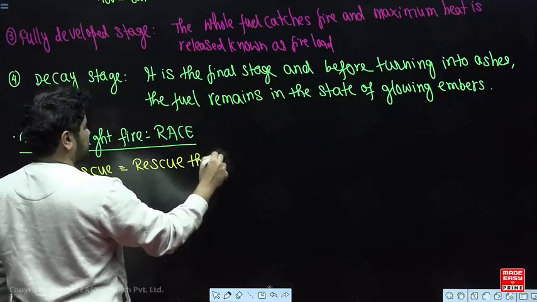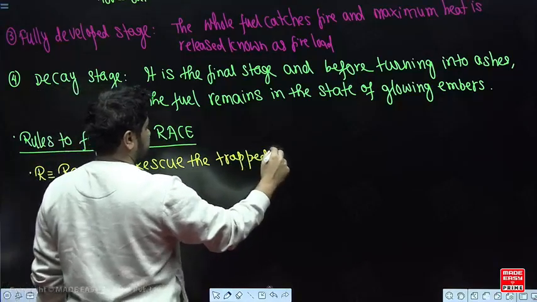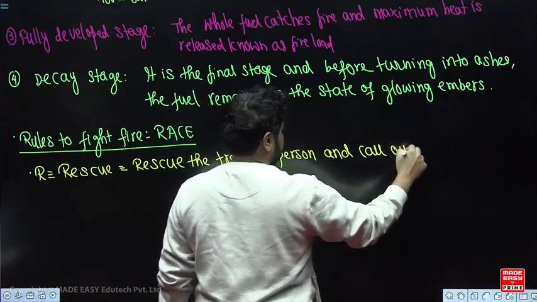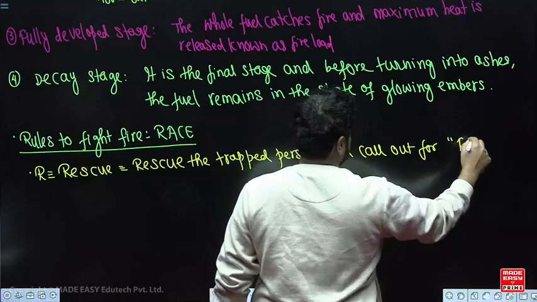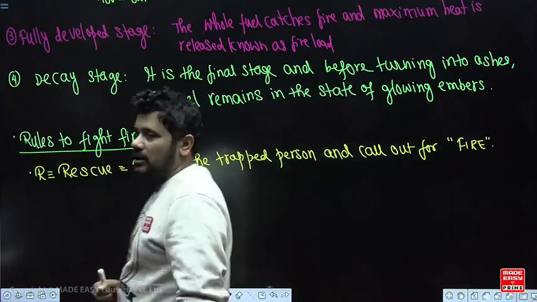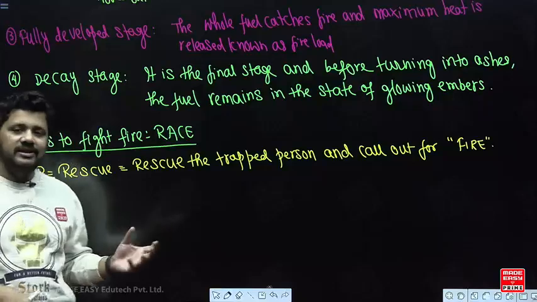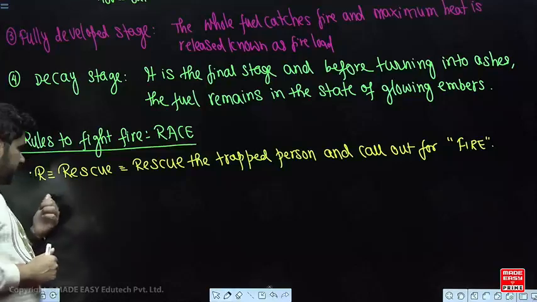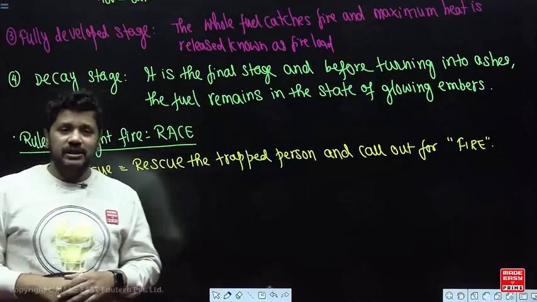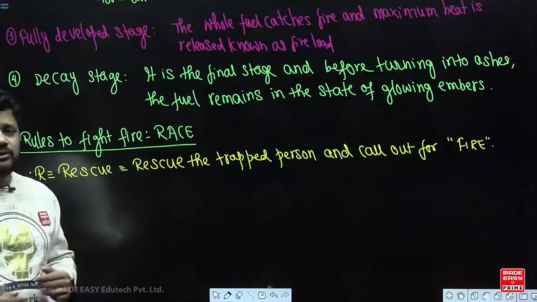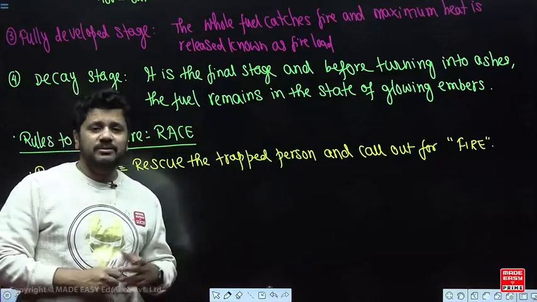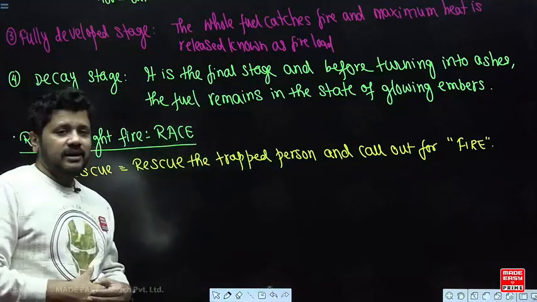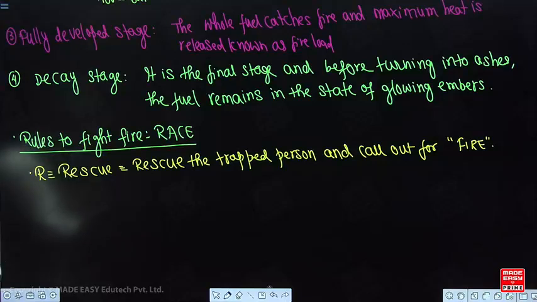Rescue the trapped person and call out for fire. मतलब ये है कि suppose you see that there is some fire inside your building or inside your office or inside your premises, so what you should do first? First rescue. So rescue the trapped person. If there is a person which is trapped somewhere, you try to rescue them and call out for fire. That means dial the number for the fire brigade so that the fire engine comes and they can fight the fire. This is the first thing, correct?